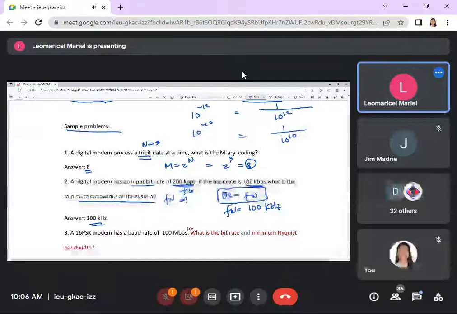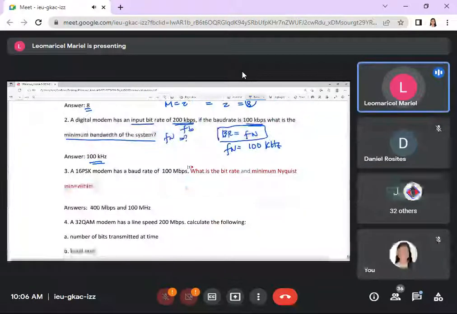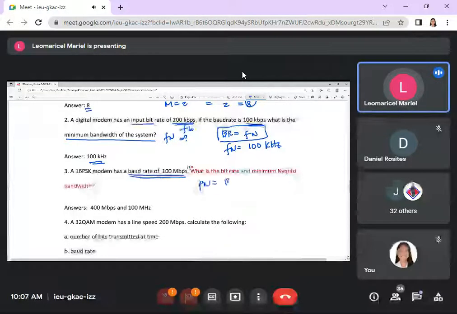Yes. Next. Meron tayong 16 PSK modem and has a baud rate of 100 Mbps. What is the bit rate and what is the minimum bandwidth? O, kita natin, 100 Mbps. At alam natin, yung fN mo is the same as the baud rate, di ba? So that is equals to 100 megahertz. Ano gagawin? Megahertz. So yun yung sagot natin.